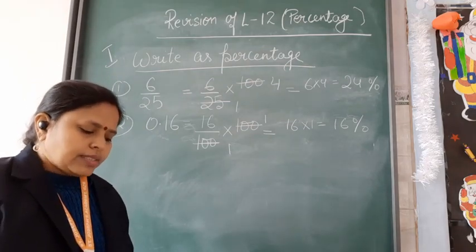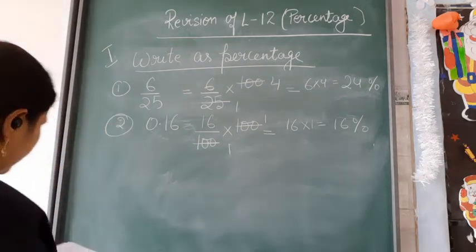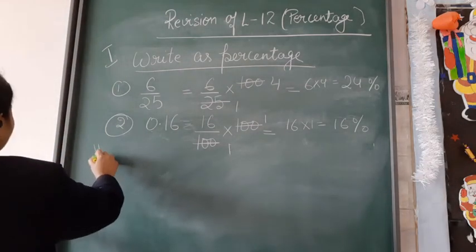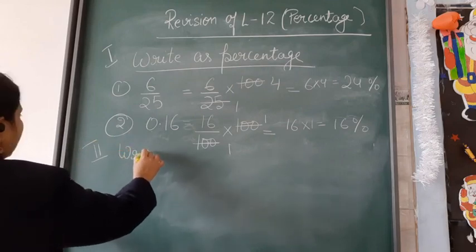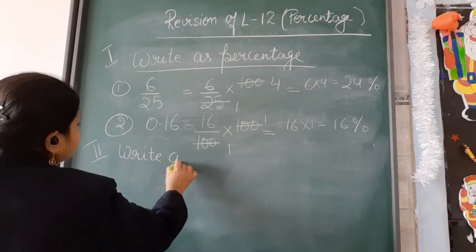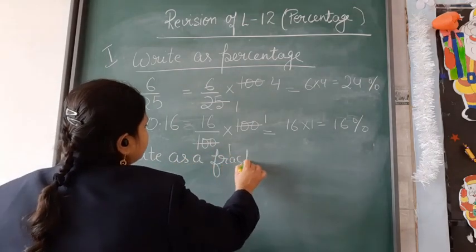Now children, let's come to another type of question, question number 2, which is: write as a fraction in lowest term.